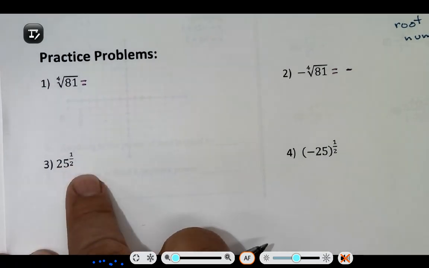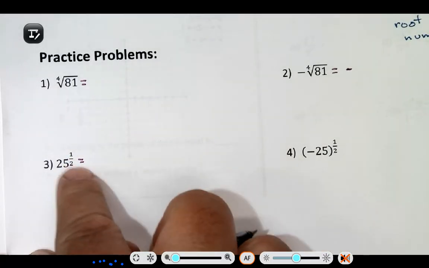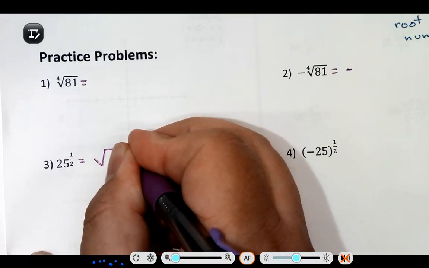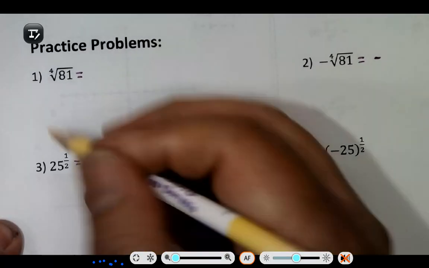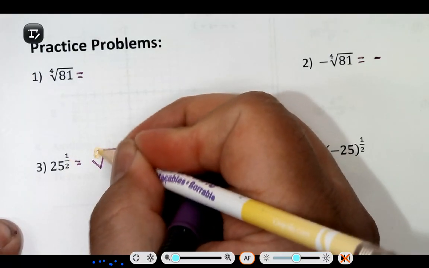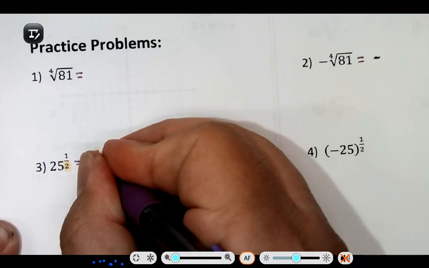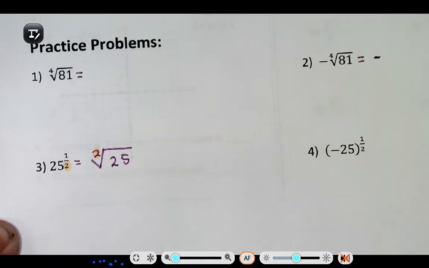This one is not ready. Remember, this is the new thing. When you see a power that's a fraction, it means turn it back into a radical. And if your index is a 2, we want to know what the index is. Well, if your denominator is a 2, then that's where we put our 2, and then the 25 goes inside.